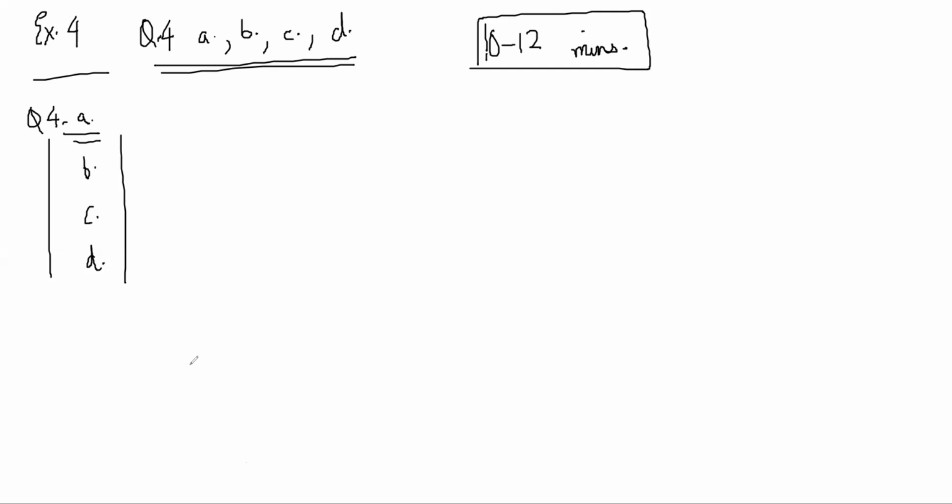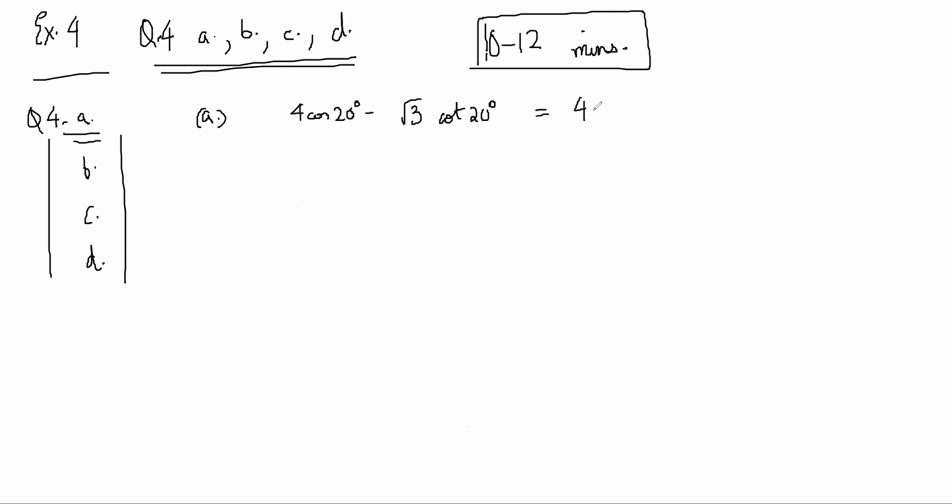Have you guys got anything? Part A? Okay, let's try 4 cos 20 degree minus root 3 cot 20 degree. So the first thing that comes to mind is to convert cot to cos and sine.